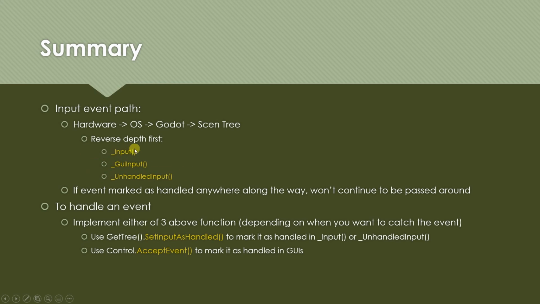So do you want to catch the event before even the GUIs get it? Or do you want to give the GUIs a chance and then catch it after all the GUIs have done whatever it is that they want to do? So you implement your method and then you simply handle it at the right time. And that's it. So that's it for this tutorial.